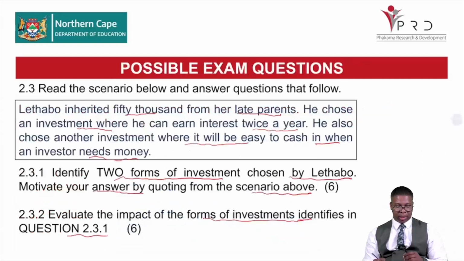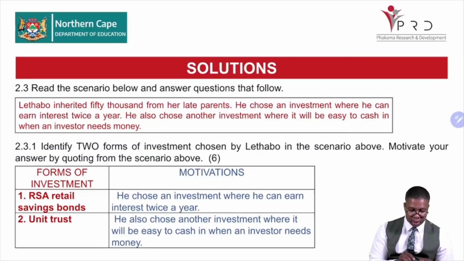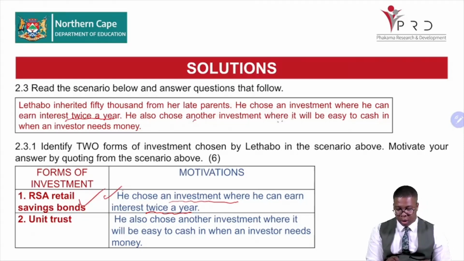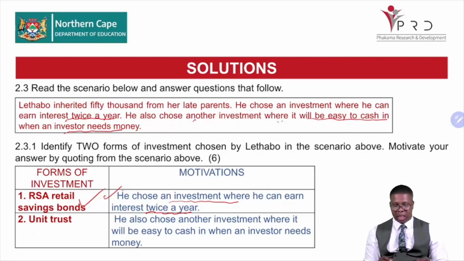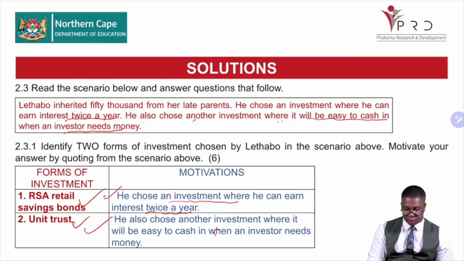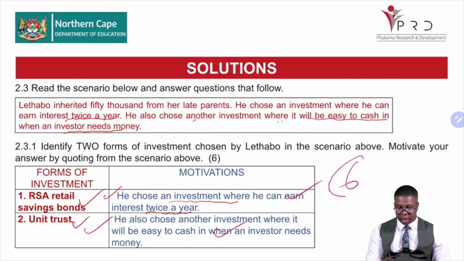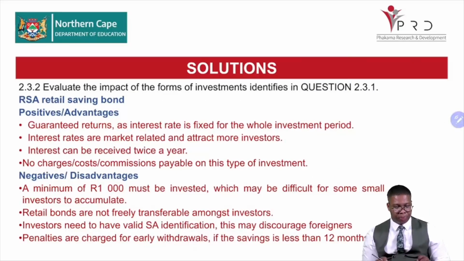Now, the two answers here are straight to the point. It is the RSA retail savings bond, because it will allow her to receive interest twice a year. The other one is your unit trust, because this is the only investment form where it will be easy to cash in when the investor needs money. So when the investor wants to withdraw, it becomes very easy with a unit trust. So motivation one, one mark each. And then let us look into the impact now.